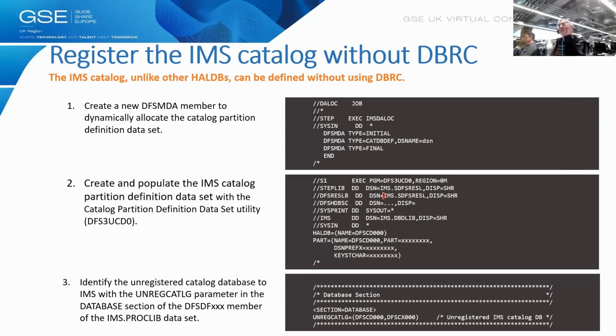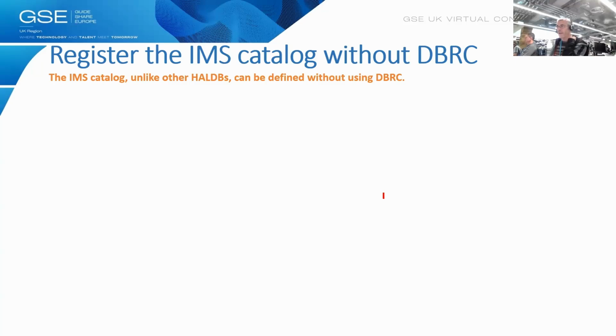Can I just ask a quick question? Sure, if that's all right. When you're doing the definitions, can you adjust the partition range, whether it's via the catalog or via DBRC or without DBRC? Can you actually influence the actual partitions?